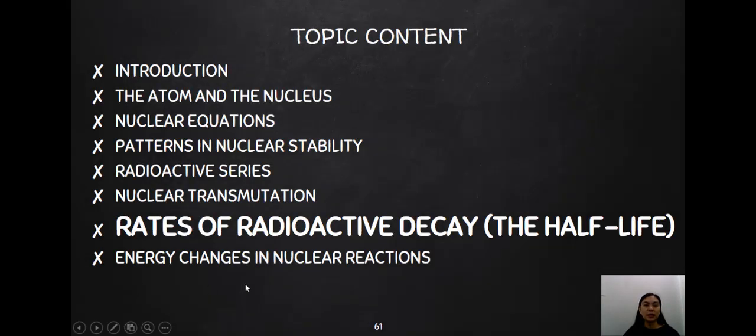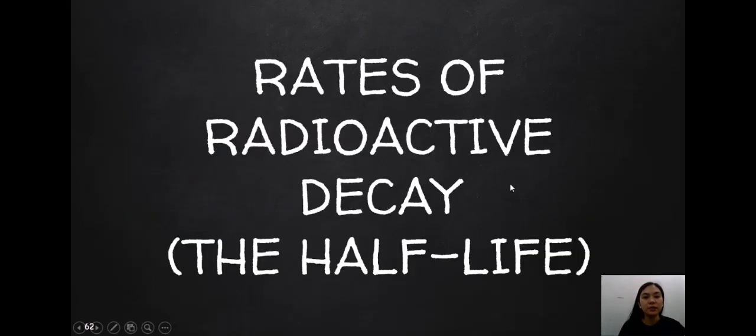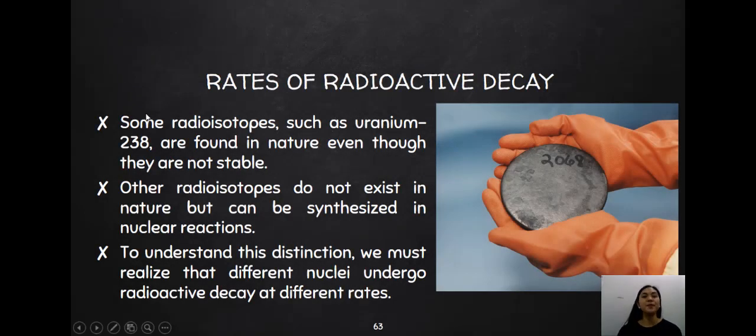So going to the next slide, we start with your rates of radioactive decay, or your half-life. It says here, some radioisotopes such as uranium-238 are found in nature even though they are not stable. Other radioisotopes do not exist in nature but can be synthesized in nuclear reactions. We already know these. To understand this distinction, we must realize that different nuclei undergo radioactive decay at different rates.